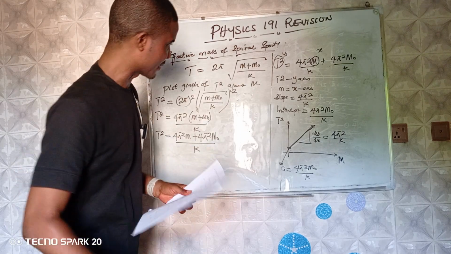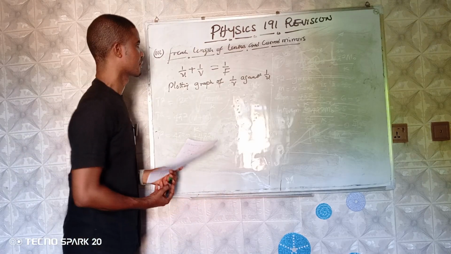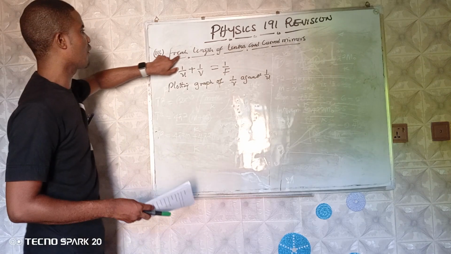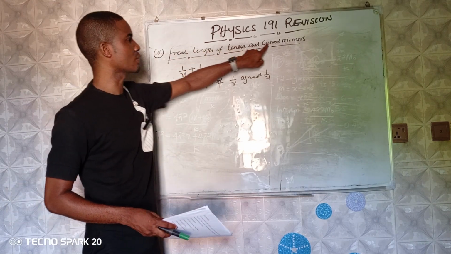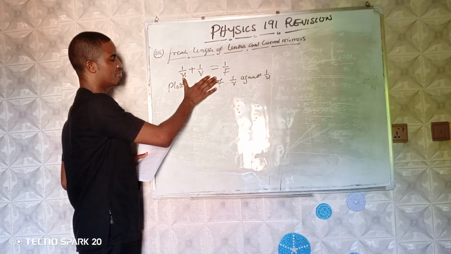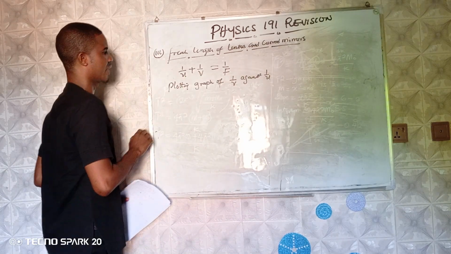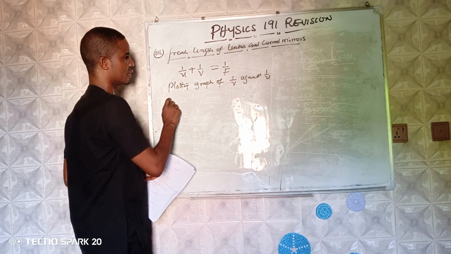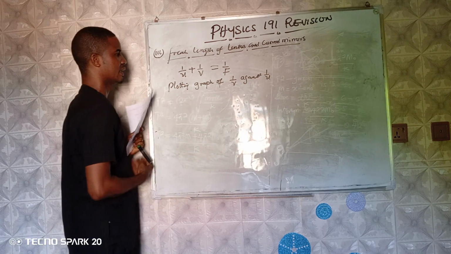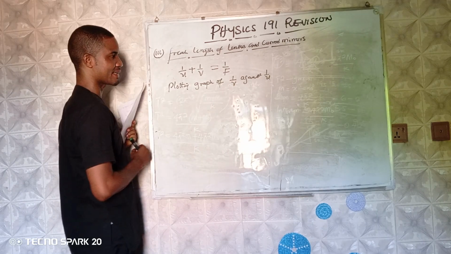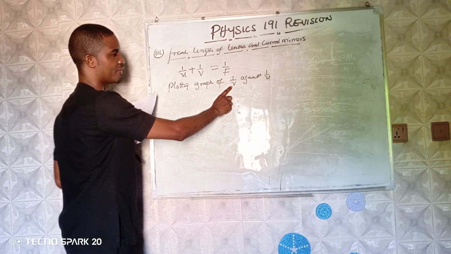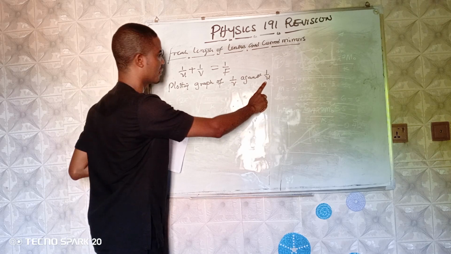We look at another example. In this case, we have the focal length of lenses and curved mirrors. So this is the equation of a mirror. You remember? Now, if they say we should plot a graph of 1 over v against 1 over u, that means 1 over v becomes my y-axis, while 1 over u becomes my x-axis.